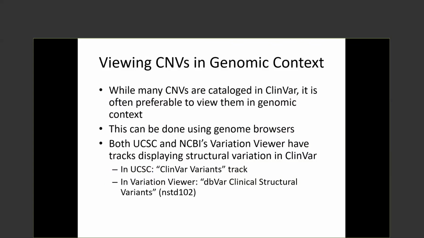So in UCSC, you can find this using the ClinVar variance track, which I believe is under phenotype. And if you click on the page where you can set the parameters for that track, you can specify if you want to see only the short variants, only the long variants, both, and you can change the density of each, whatever you like.